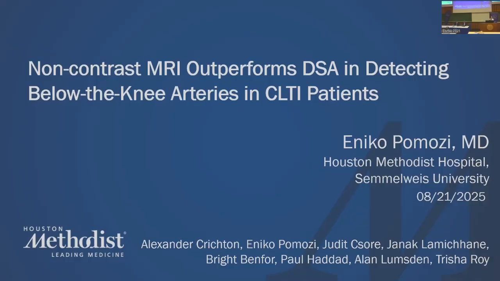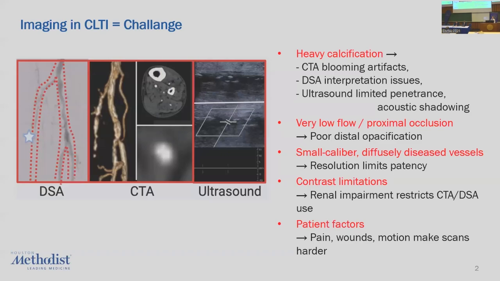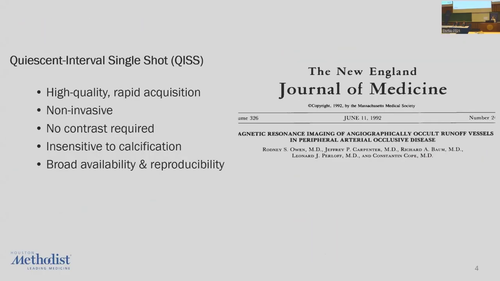I would like to share our results comparing MRA and DSA in below-the-knee vessels in chronic limb-threatening ischemia. Peripheral artery disease in the below-the-knee region is quite a diagnostic challenge. These vessels are very small, often heavily calcified, and each diagnostic modality has its own limitations. The gold standard currently remains DSA, which is strongly flow-dependent and uses iodinated contrast agent. But revascularization planning strongly depends on how well we can visualize these small vessels.